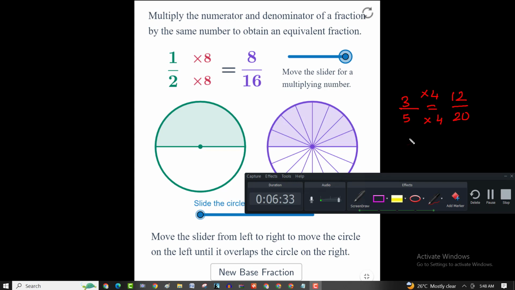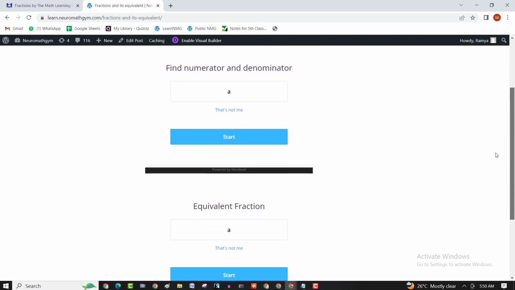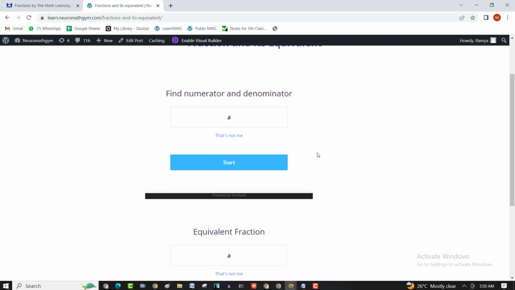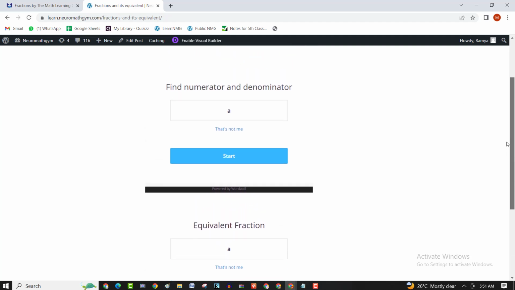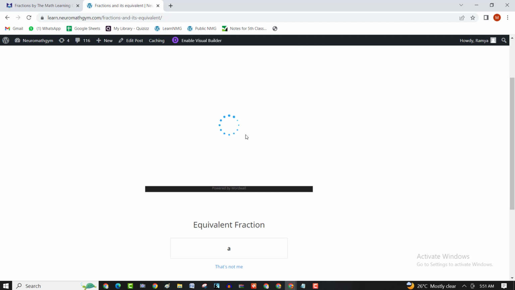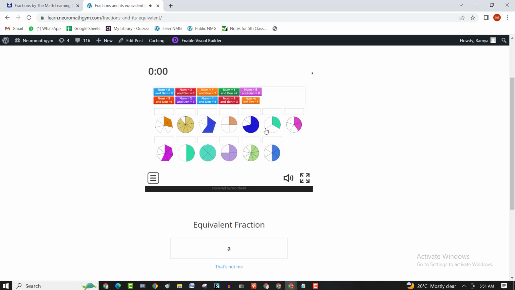Now what we will do means we will go and have a fun game. In today's challenge what we will be doing means I am going to give you two games. One is to find numerator and denominator. Another one is to find equivalent fraction. Okay, first task is find numerator and denominator. You just enter your name and just click start. In each picture you will be having, you are going to match this one.